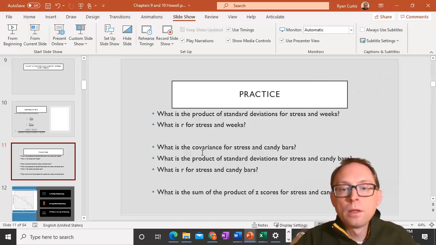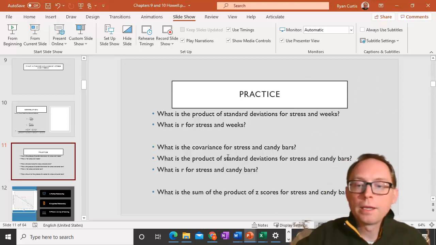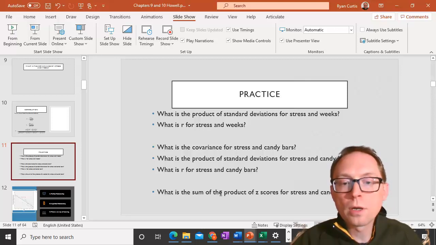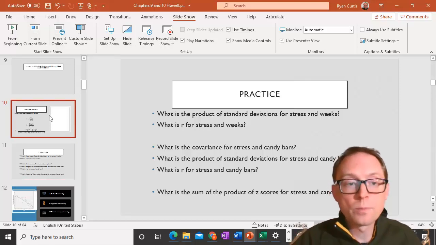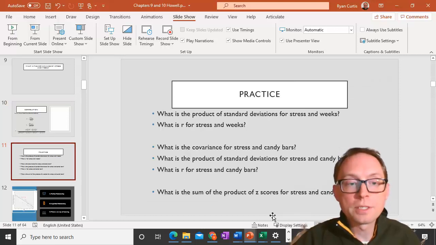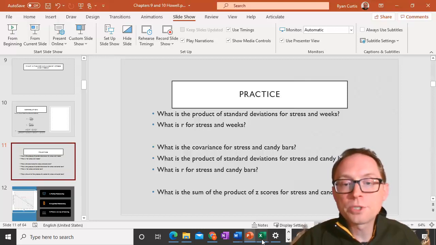Let's do a different example. Covariance of stress and candy bars. Then we're going to get the product of standard deviations and calculate R. But then we're going to do the same thing using the product of z-scores instead of the covariance method. Remember, when we're calculating Pearson's R, we can use any of these 3 formulas and it'll give us the same thing. So let's try the covariance for stress and candy bars.